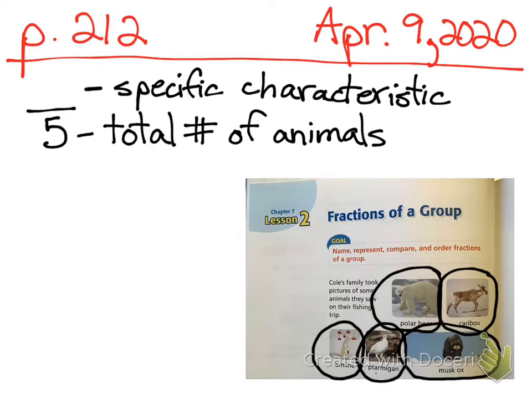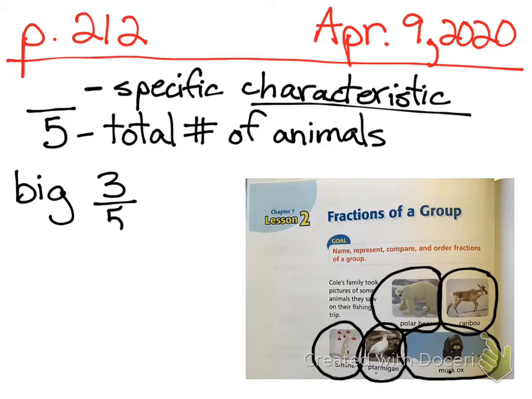So let's pick a characteristic. Let's pick size. So how many of these animals are big? So let's put the word big. That's our characteristic. How many are big? Well, the polar bear is big, the caribou is big, the muskox is big. So that is the number that's going to go on top. 3 out of 5 animals are big.